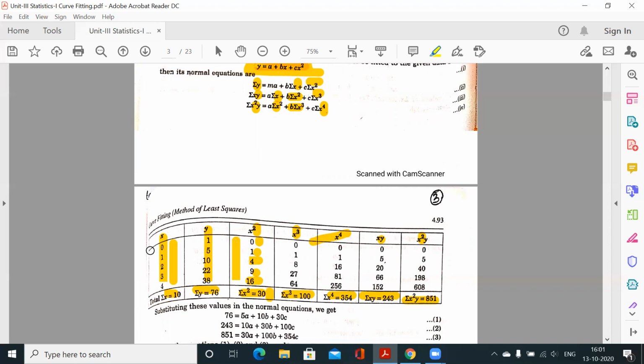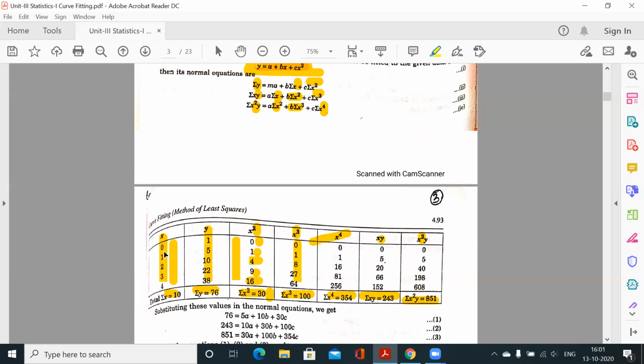Similarly, x cube. Calculating the third power of these values: 0 cube, 1 cube, 2 cube, 3 cube, 4 cube. We will get these values. Adding all these values, we will get the summation, 100.